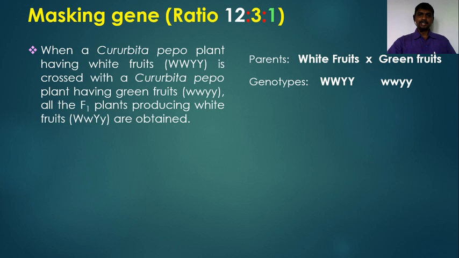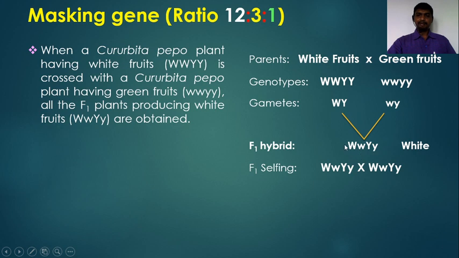So white fruits have a genotype of capital WWYY and the green fruits have a genotype of small wwyy. The gametes are capital W, capital Y, and here the gametes are small w, small y. When these gametes fuse during fertilization, they produce the F1 hybrid having a genotype of capital W, small w, capital Y, small y. The color is white, so the phenotype of the F1 hybrid is white colored fruits.